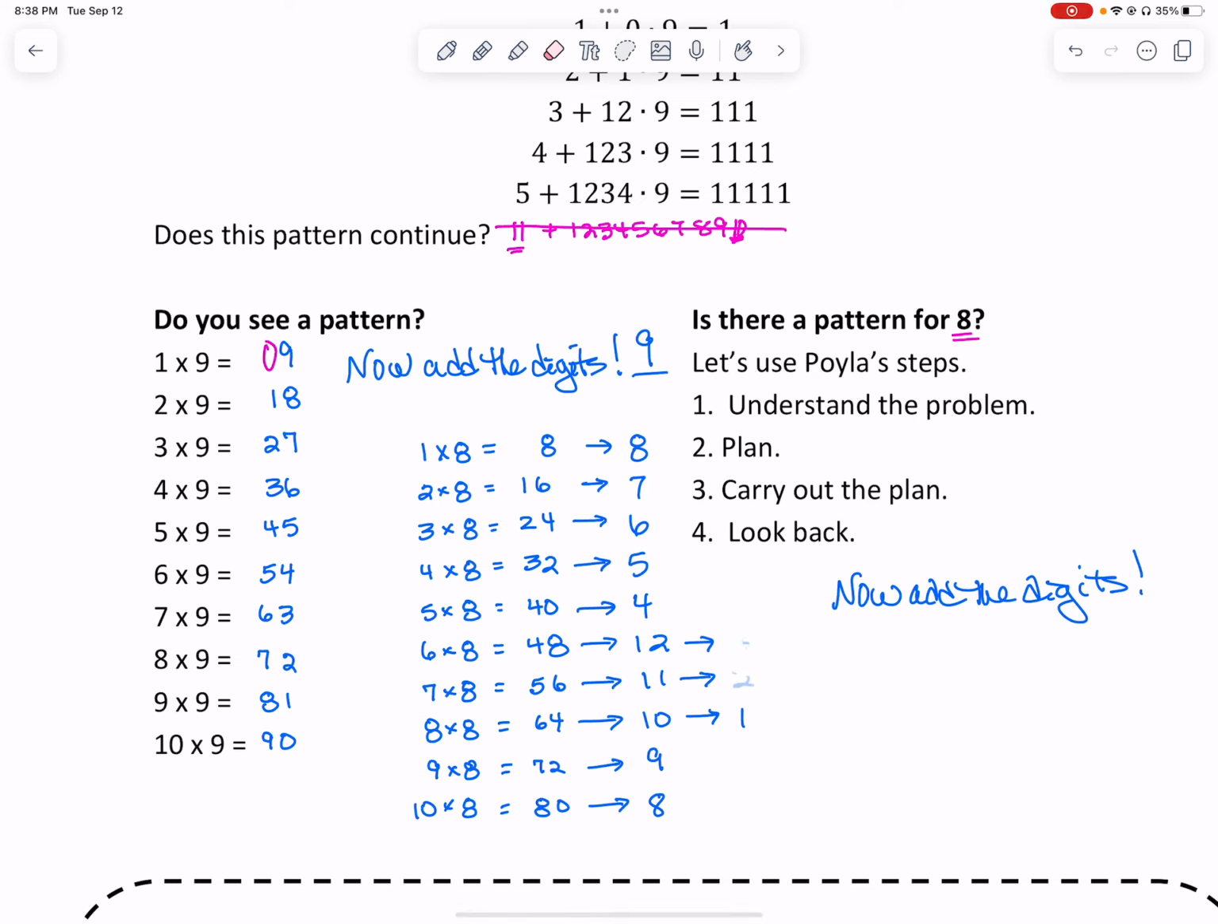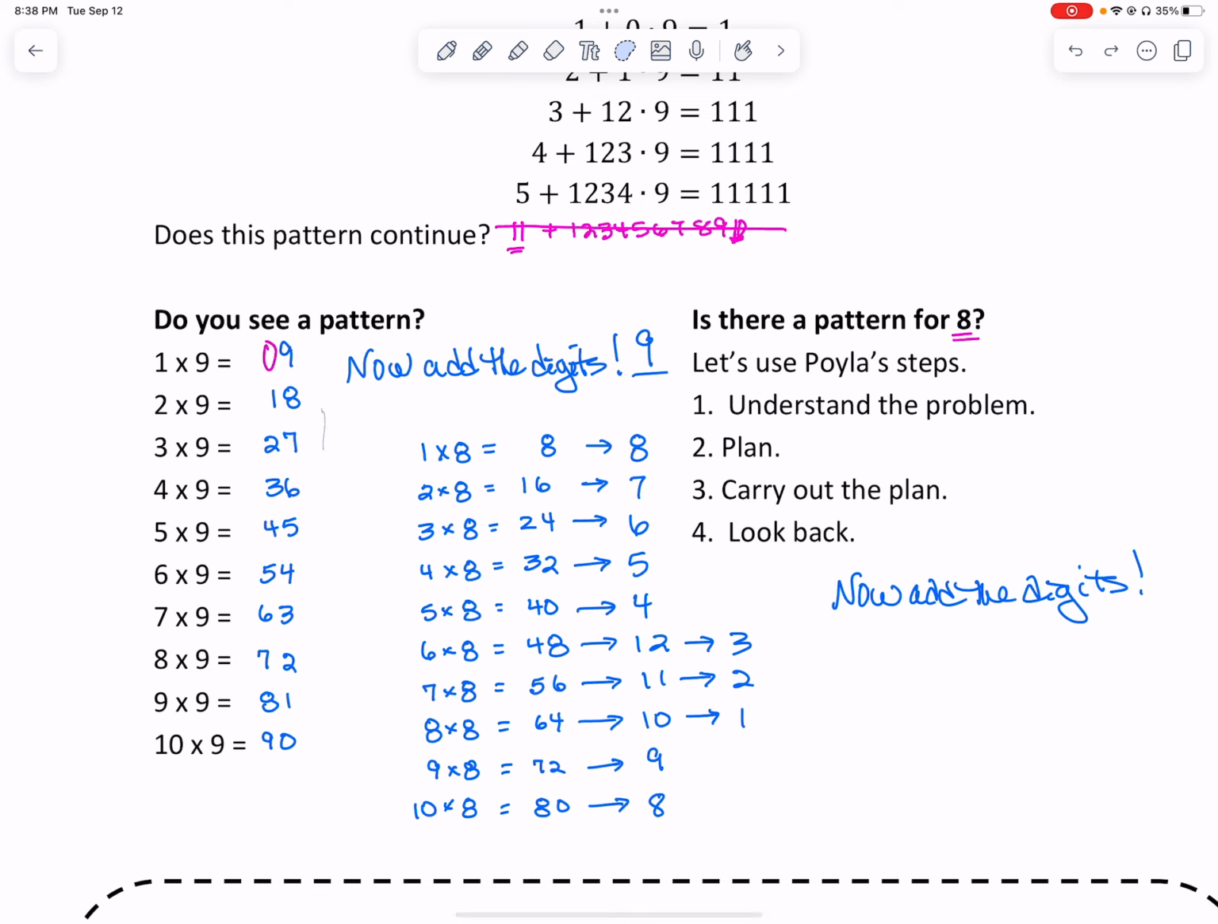If I add those, I get a 3. Whoops, I get a 3 and 2 and 1. So now, notice I've got a pattern. 8, 7, 6, 5, 4, 3, 2, 1, 9, 8, 7, 6, 5. It's really cool. So there are some patterns.